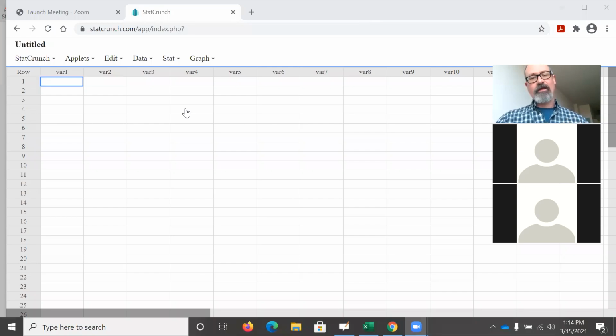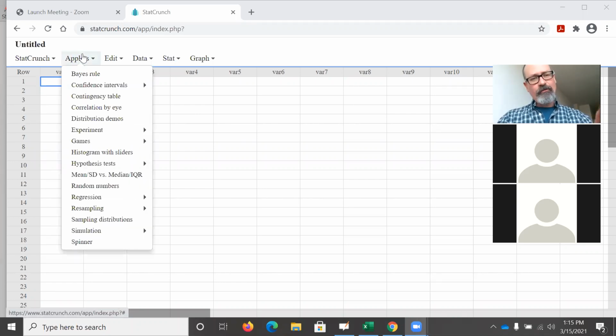Statcrunch has some really nice features, and here's one of them. It's not in the normal commands that you might see, but if you go over to applets, there's a lot over here. You can talk about confidence intervals, which we'll talk about later in the week.